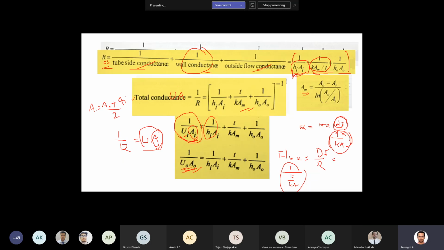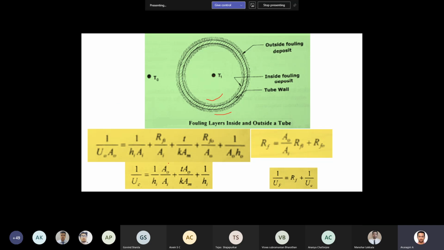Now in the earlier case what we have seen, we didn't account for this fouling resistance. So I said that this is the clean overall heat transfer coefficient, because if you observe this equation, we didn't account for the fouling coefficients. Okay, so if you account for the fouling coefficients, then what will happen? The equation is expanded like this. Here you have two more terms, so that we have 5 different resistances here.